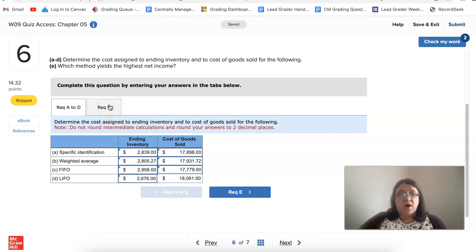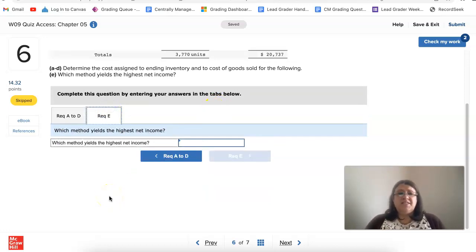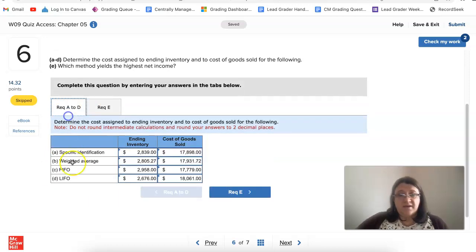Now next is our requirement for E, and it said which method yields the highest net income. And in doing my work earlier, I thought, okay, the highest net income, which would it be? $18,061.00. But as you can see, I did check my work once before I did this video, and it actually said that the LIFO was wrong. So this is where I'm a little tripped up.